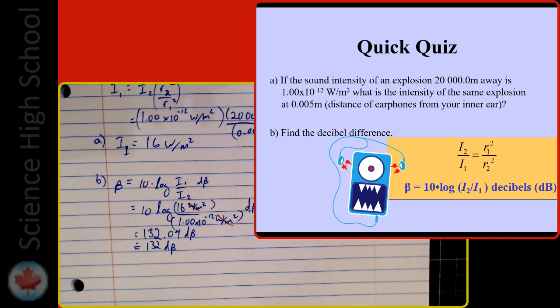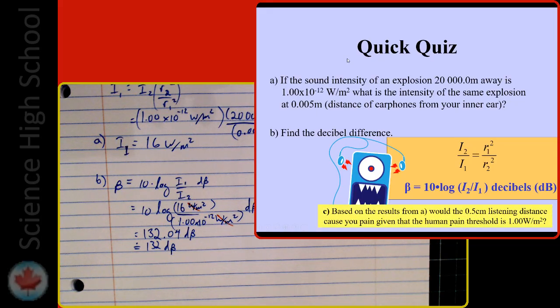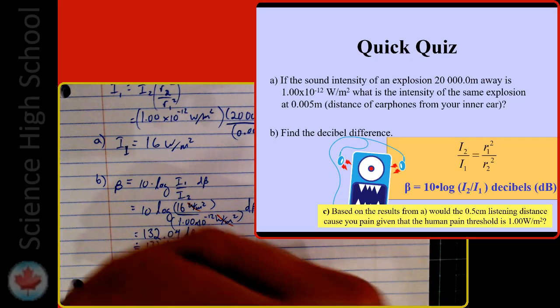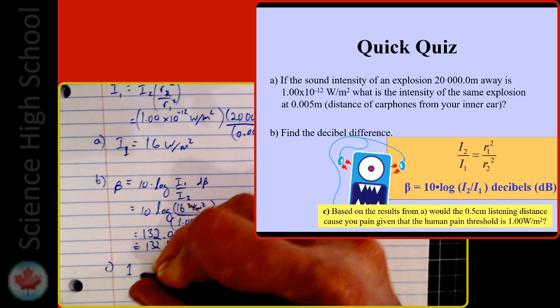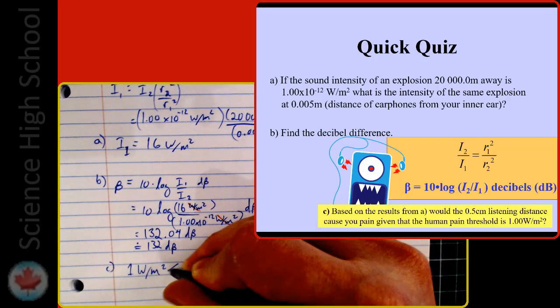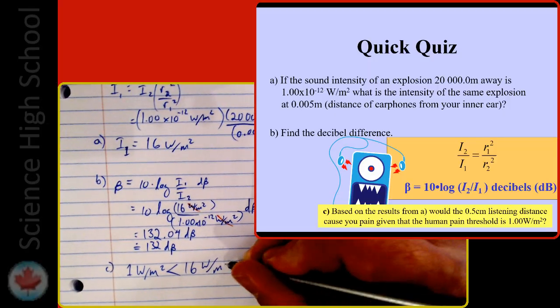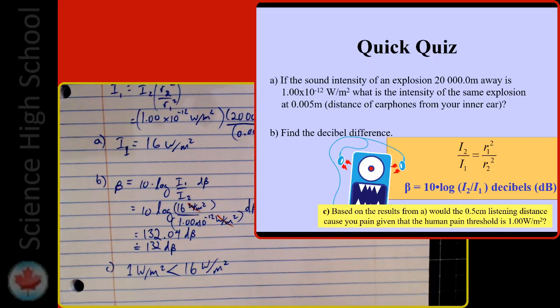Go back to my slideshow for a second here. Maybe I can just scroll to the next bit. So at stage C, it says, based on the results from A, would the 0.5 centimeter listening distance cause you pain, given that the human pain threshold is 1 watt per meter squared? Well, yeah, 1 watt per meter squared is definitely less than 16 watts per meter squared. I mean, oh my goodness, that's destroyed your ears. You're not able to hear anymore. You're well past the pain threshold.